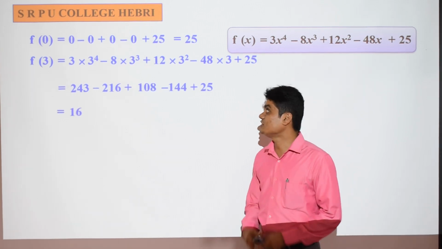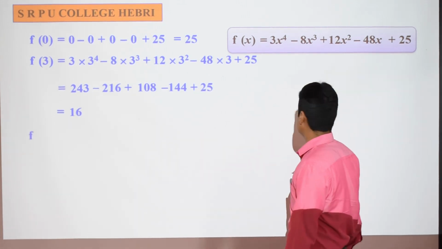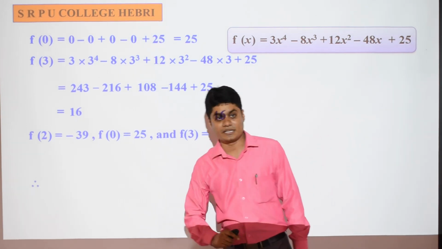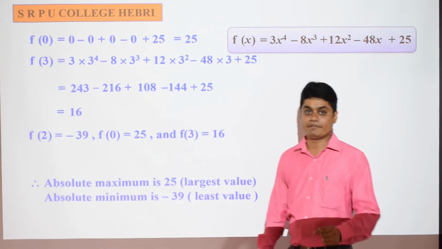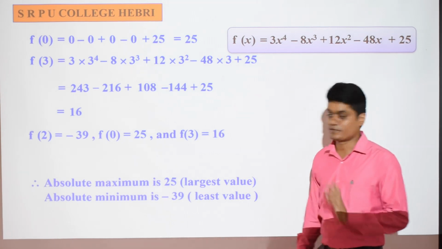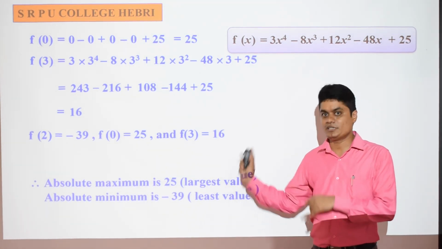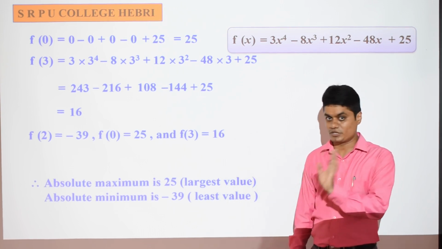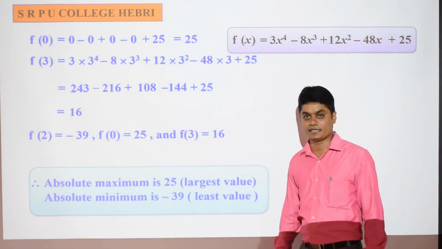So you have the values 25, 16 and -39. Which is the biggest in this list? 25 is the biggest number. So the absolute maximum of this function is 25, and the least value is -39. So the absolute minimum of this function is -39. This is an important question, please note it down for 3 marks. Do you know now how to solve a cubic equation? Very good. So the answer is 25 and -39.